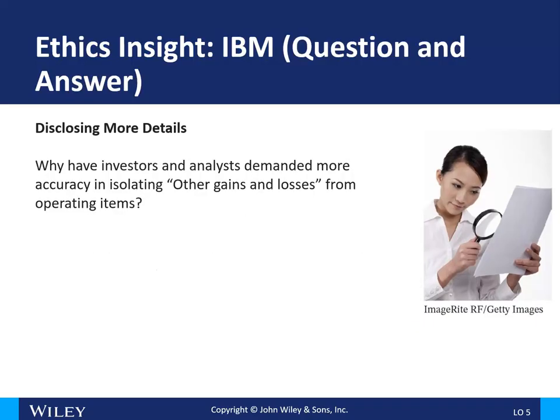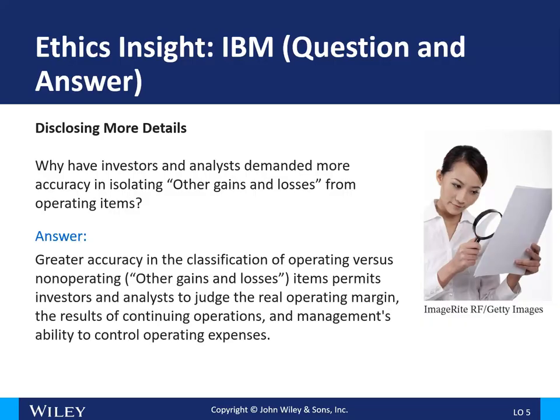So why have they demanded more accuracy in isolating other gains and losses? Greater accuracy of the classification, operating versus non-operating, permits investors and analysts to judge the real operating margin and the results of continuing operations, not one-time items, and they can look at management's ability to control expenses.